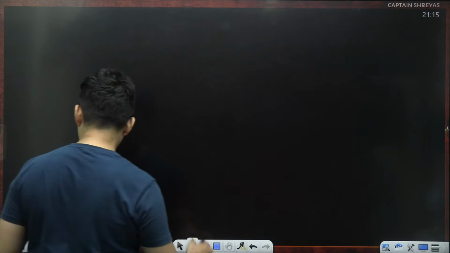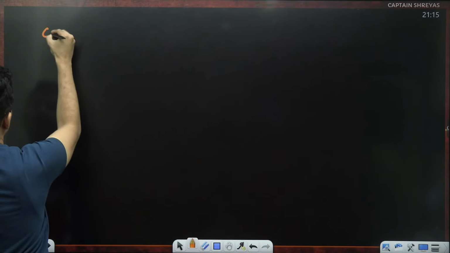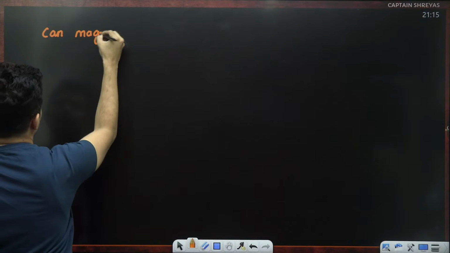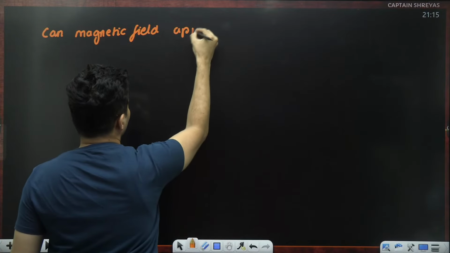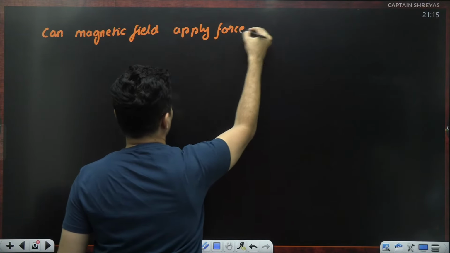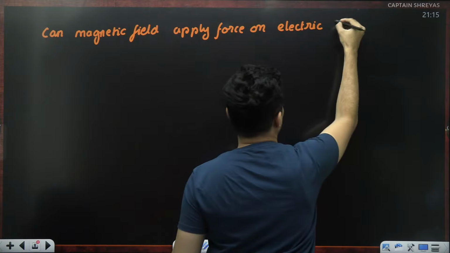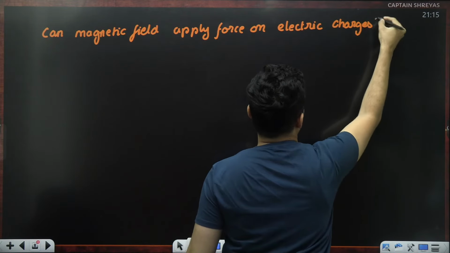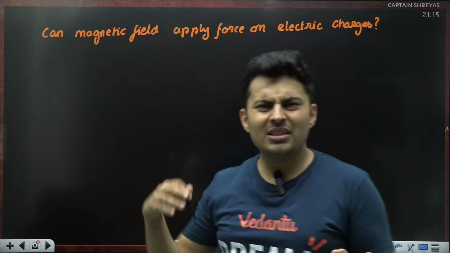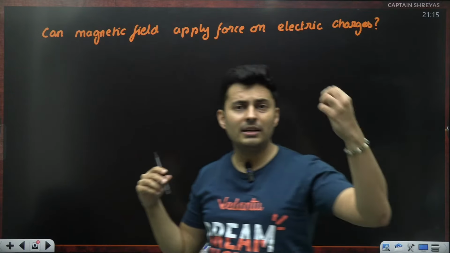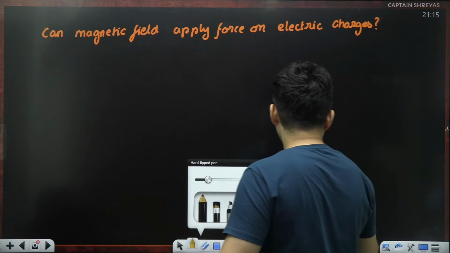But the strange thing that we need to talk about is, can magnetic field apply force on electric charges? They are of two different kinds. It might seem very absurd. It might seem very non-probable because this is magnetic field. This is positive, negative, electrons, protons. But the answer to this question is a yes.